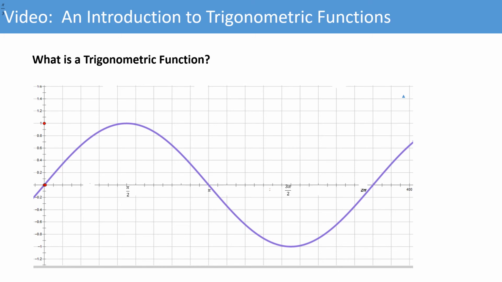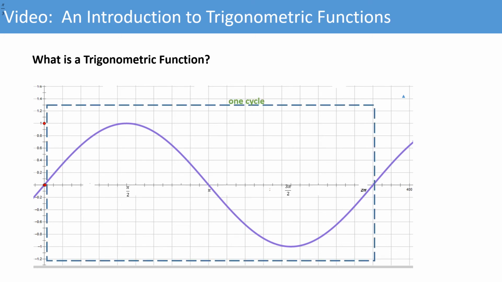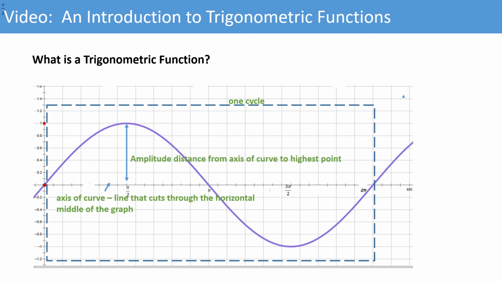Now let's add some terminology. The period, or one cycle, or one pattern of the behavior, is the length of one of the waves from 0 to 2 pi. A line cuts through the horizontal middle of the graph, and it is called the axis of curve. The distance from the axis of curve to the highest point is called the amplitude. The amplitude represents the distance from the axis of curve to the highest or the lowest point. The highest point we call the maximum, which is the greatest value that the graph will reach. And the lowest point is called the minimum.